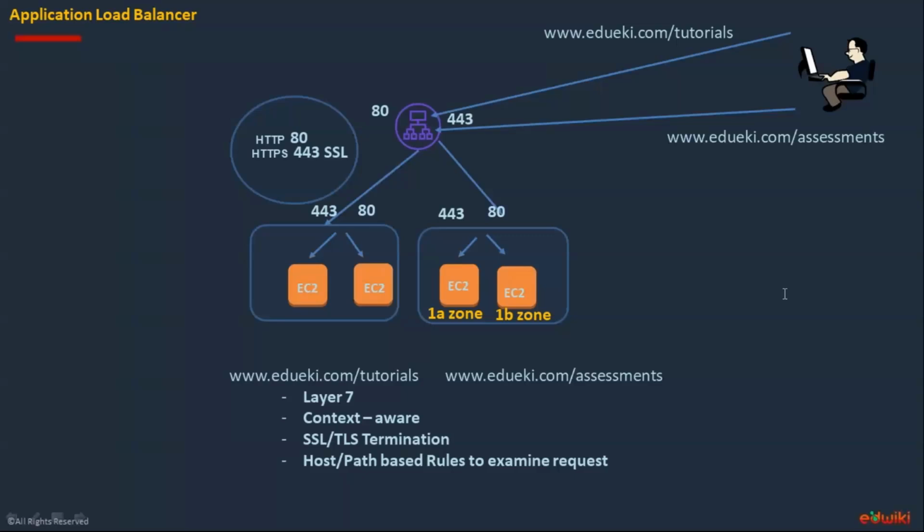Now, all of your EC2 servers will be deployed into the private subnets, correct? Because my server should be secured, should not be accessible from the public internet directly. Yes. But what about your load balancer, guys? The load balancer should be deployed into the public subnet, right? That is where your load balancer will be accessible from the public internet.